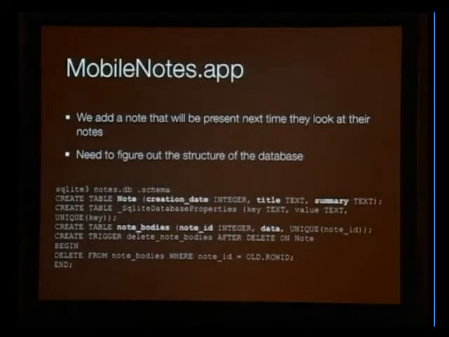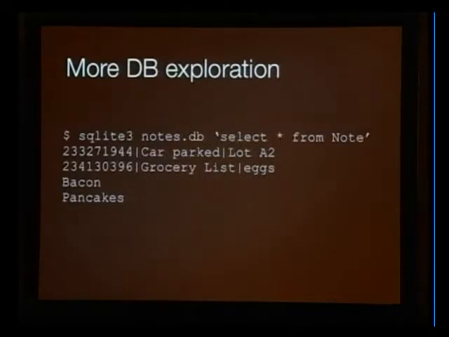Okay, so I wrote the shellcode that adds a note to their iPhone. So how does it work? Well, first you need to figure out the layout of this database, SQLite 3. Notes.db. So I run the dump here, and you can see what the database looks like. So it's got one table called note that has a creation date, a title, and a summary, and another table called note bodies that has an ID and data. Looking at that first table, note, it's pretty obvious. It's just some number and then some text. Right? That's pretty straightforward.